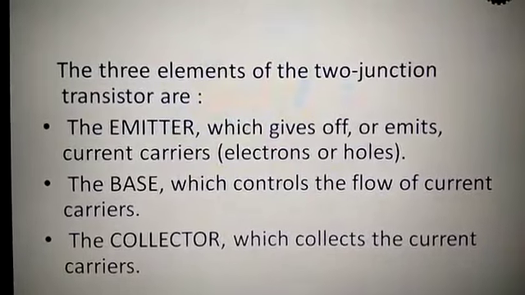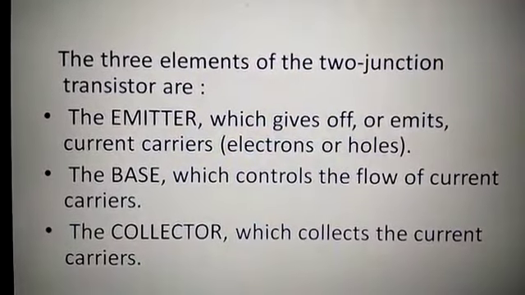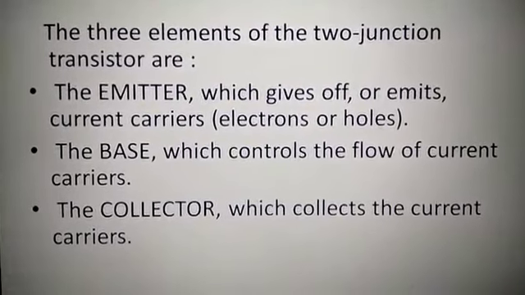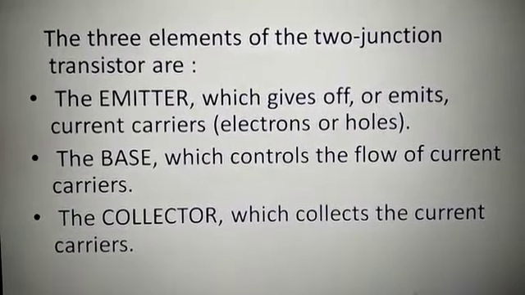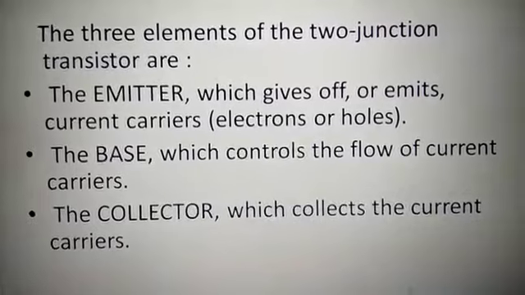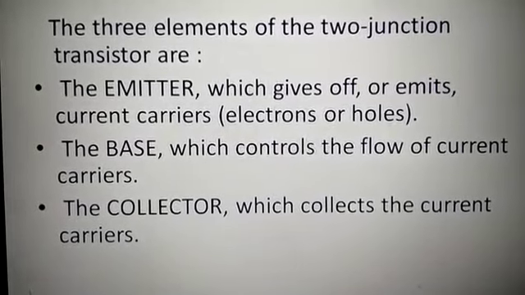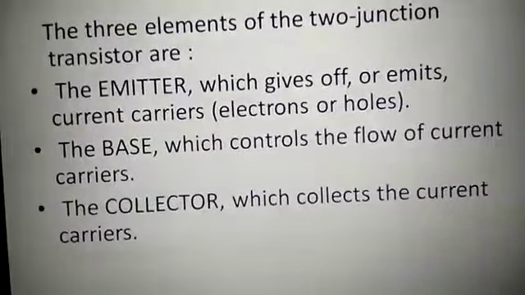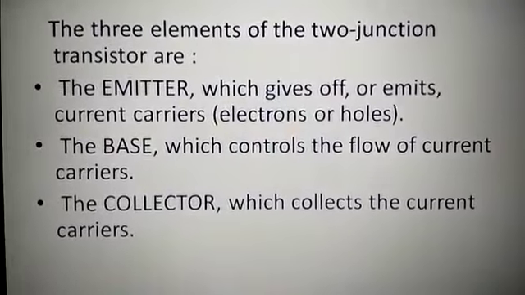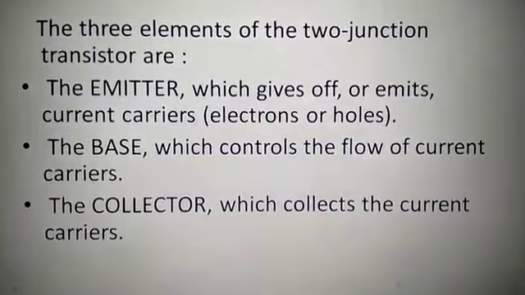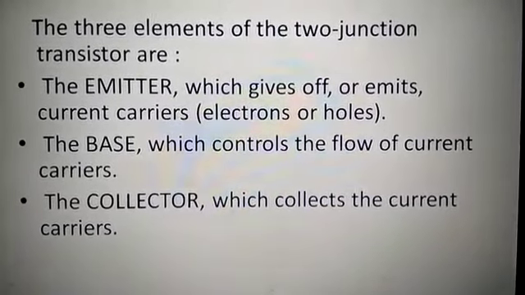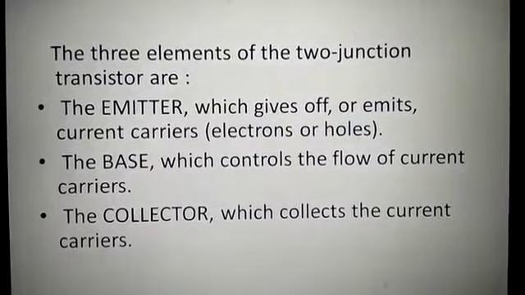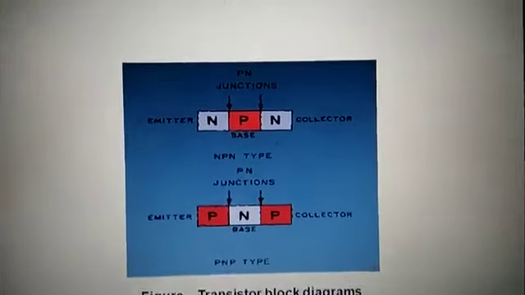We have already seen the three terminals with two junctions. The emitter is the first terminal, which gives off or emits current carriers, electrons or holes. The carriers may be electrons or holes, that's why it is called bipolar. The base controls the flow of the current carriers, and the collector collects the current carriers. This is the basics about the transistor.